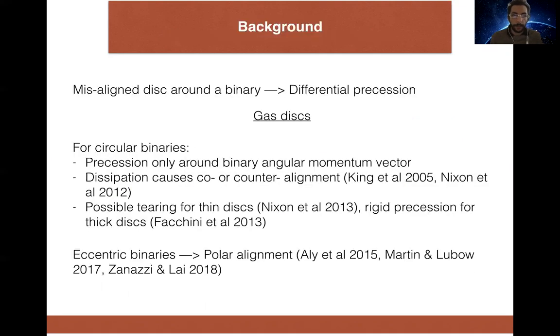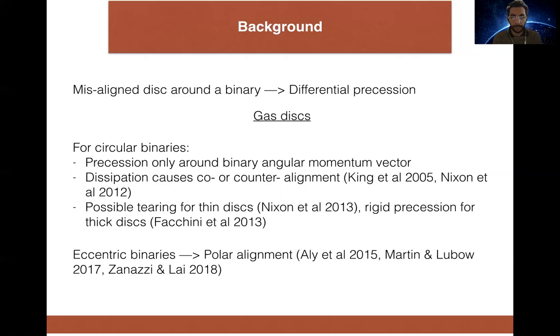I'm going to give a bit of background before. So a lot of work has been done on inclined circumbinary disks, primarily in the gas context. And the defining feature of this setup is that if you have a misaligned disk around a binary, the binary will exert a torque on the disk, and this will induce differential precession, so radially differential precession in the disk, leading to possible warping of the disk.